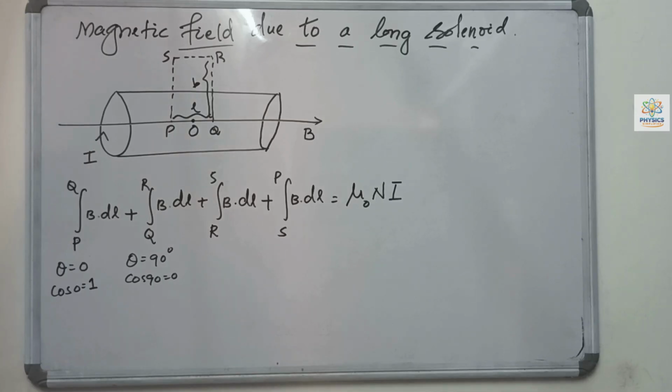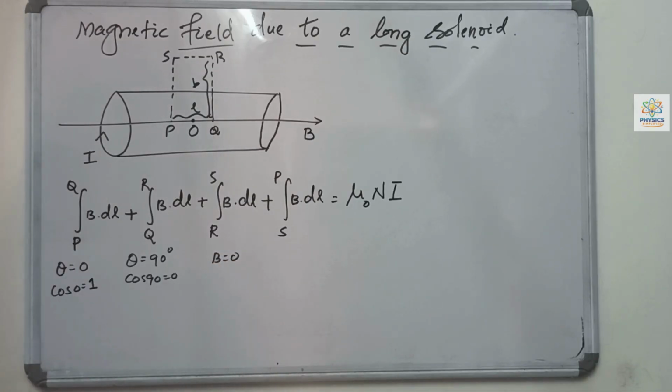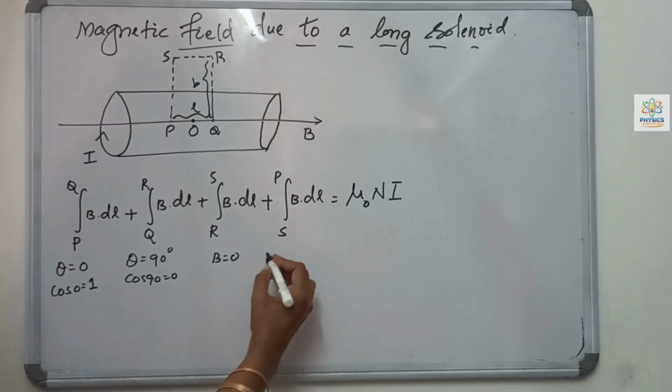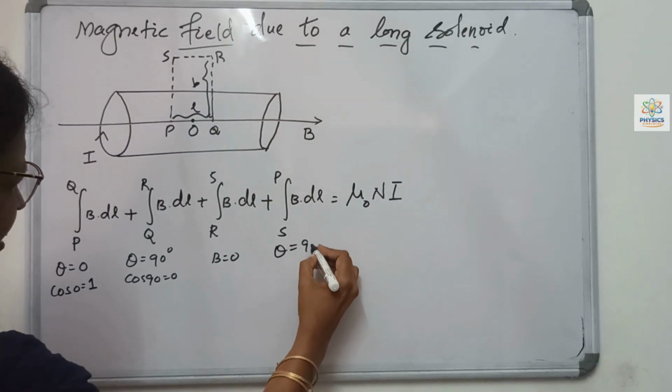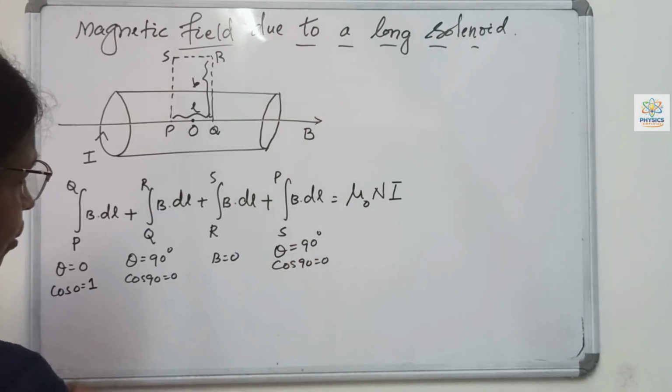RS lies outside the solenoid. Outside the solenoid, the magnetic field is 0. Therefore, here also B is equal to 0. Then the side S to P is perpendicular to the direction of magnetic field, so the angle theta is equal to 90 degrees, and cos 90 is equal to 0.